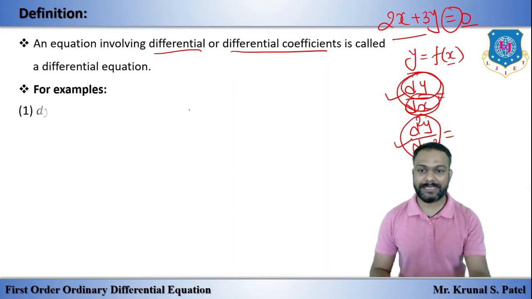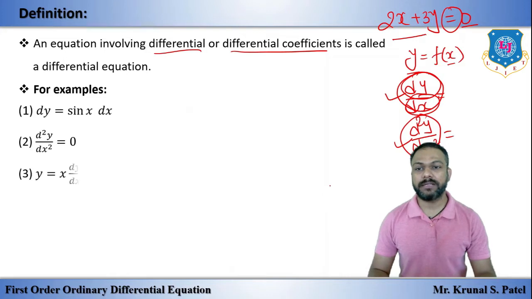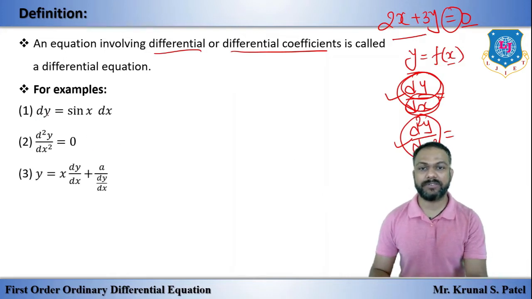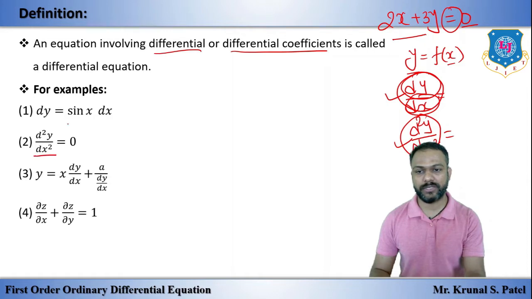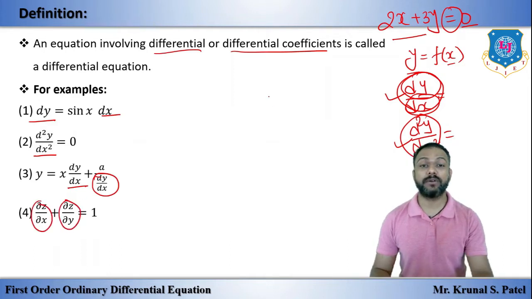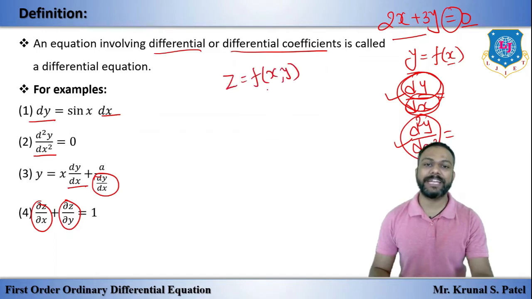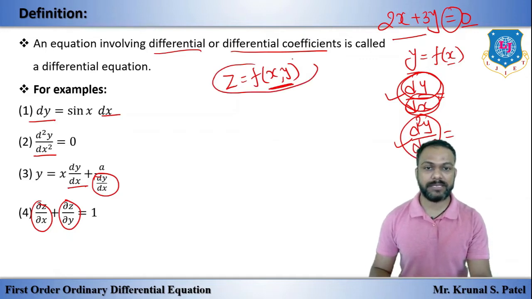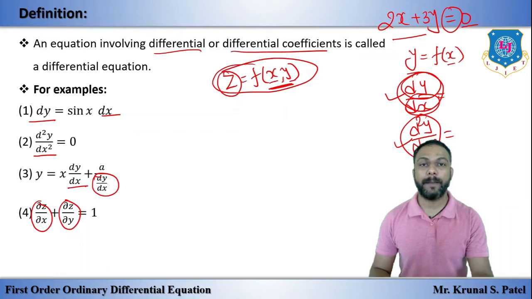Now these are examples of differential equations, which involve differentials or differential coefficients. You can see dy by dx, d square y by dx square, dy by dx here, or del z by del x. When we have a function with more than one independent variable, we differentiate z with respect to x and y partially, so we have partial derivatives. The equation which involves partial derivatives is also called a differential equation.